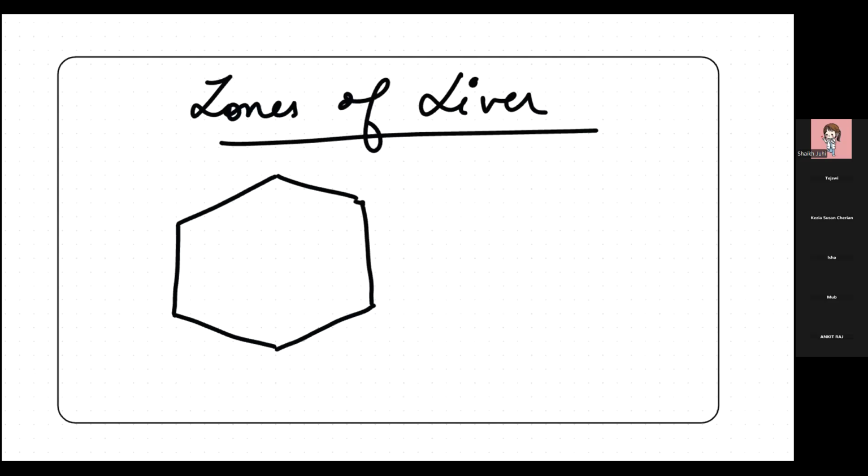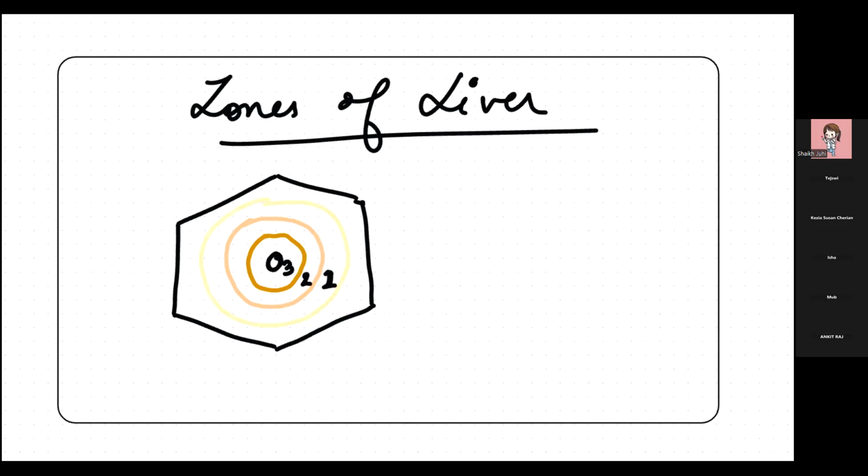The part which is near the central vein is the zone 3 area. Then we have the zone 2 area, then we have the zone 1 area. So 3, 2, 1. This area is 3, this is 2, and this is 1. Now, why is it important?